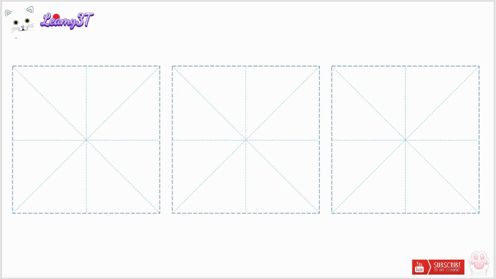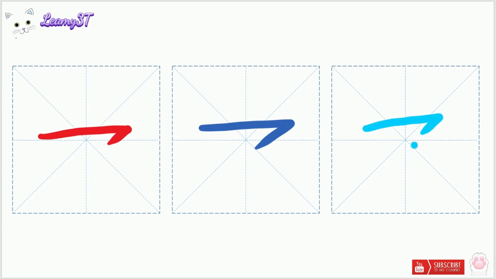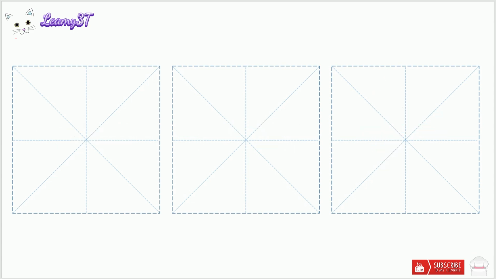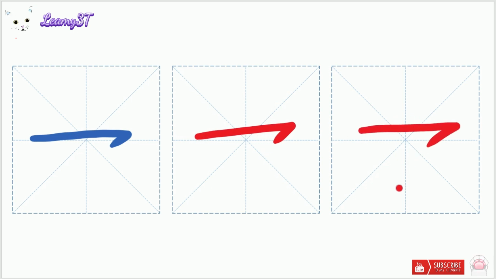One more time, let's write and say the stroke's name together. Say 横钩. Again, 横钩. The stroke 横钩 can vary in different characters, so do not worry about the length of 横. Make sure the end is pointed and sharp. One more time, let's write together. Say 横钩. When you practice, try to keep the stroke in the center. 横钩. At last, 横钩. Very good.